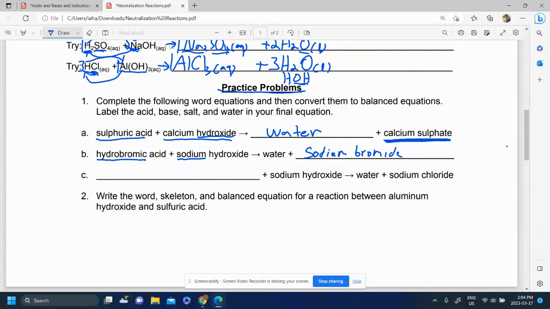Okay, so next in C, we have the products, water and sodium chloride. So we have the salt. We have the base, sodium hydroxide. So we need to figure out what the acid is. We know the sodium came from the base here. So the acid must have been an acid that contained chloride. The acid that contains chloride is hydrochloric acid.